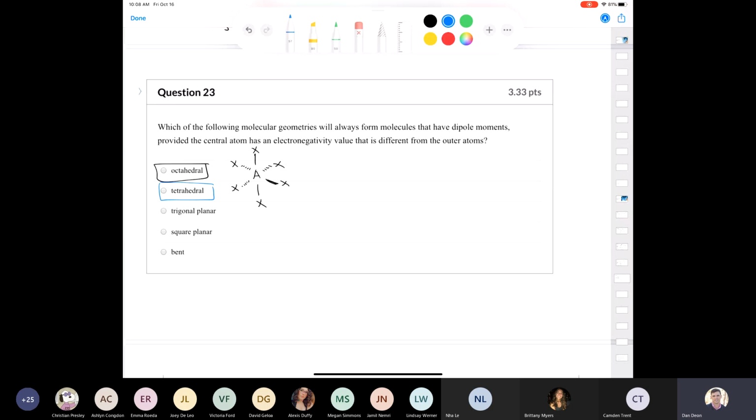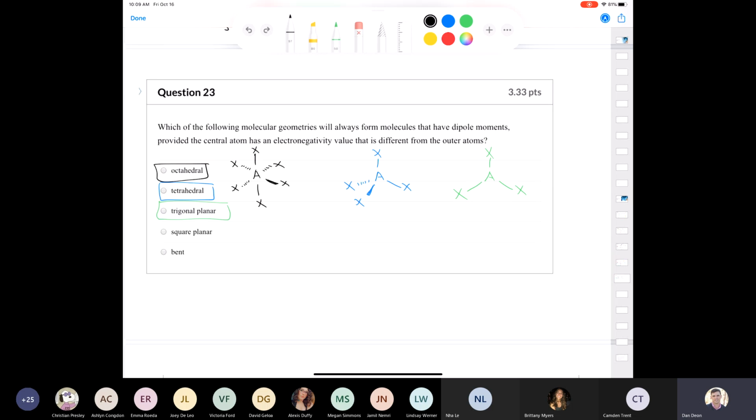If I draw a tetrahedron, the answer is no, again, for the same reason, because all 4 points of the tetrahedron are equally distant from each other, and they're all pulling in equal and opposite directions. They're going to cancel, and so there will not be a dipole moment there. Let's look at the trigonal planar. The trigonal planar arrangement looks like this, and the answer is no for this, because even if I did have 1, 2, 3 dipoles, they're pulling in equal and opposite directions, and so they would cancel out. So the answer is no.